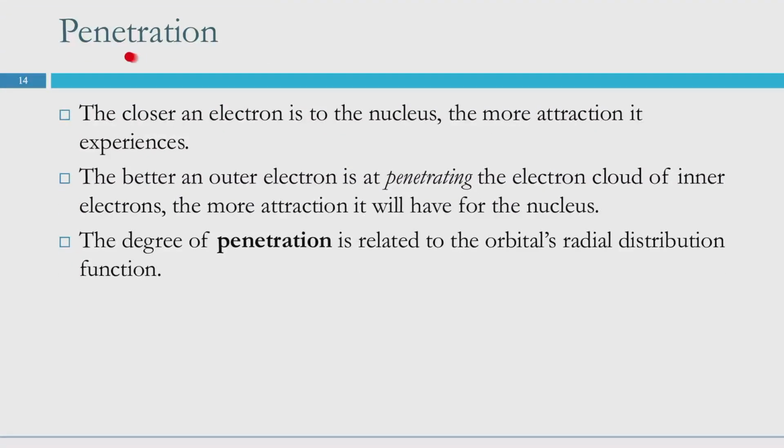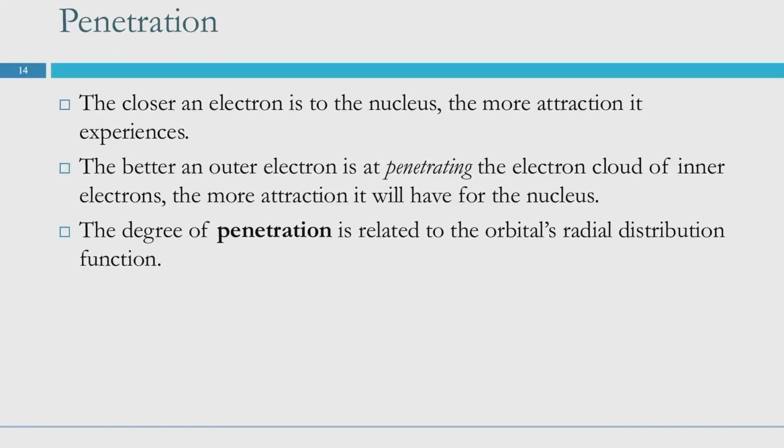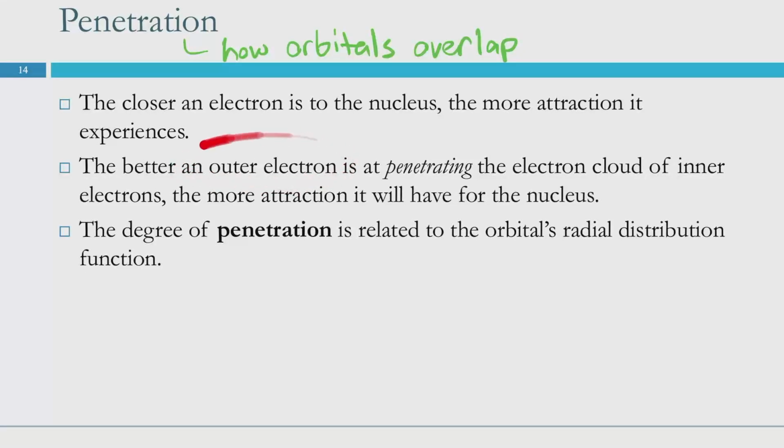There's also penetration, which has to do with how the orbitals overlap. And we'll see some visual of this. So the better an outer electron is at getting inside of the electron cloud of the inner electrons, the more attraction it will have for the nucleus.